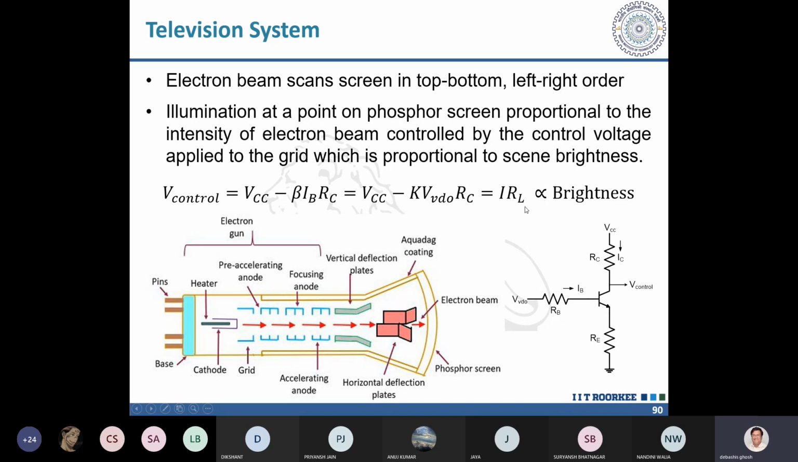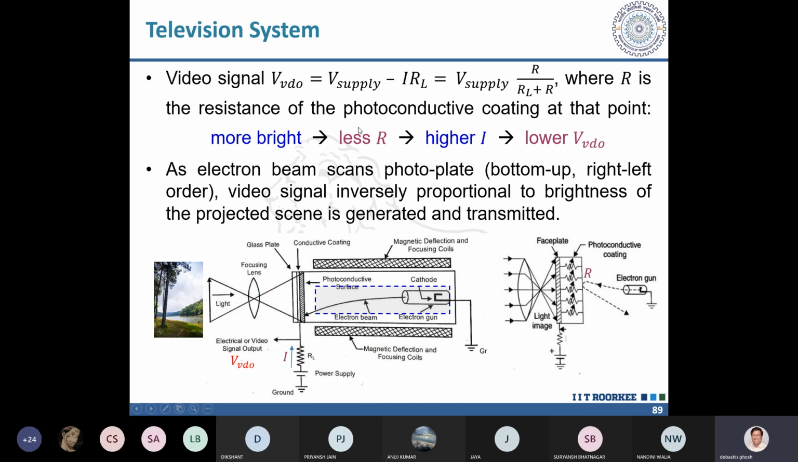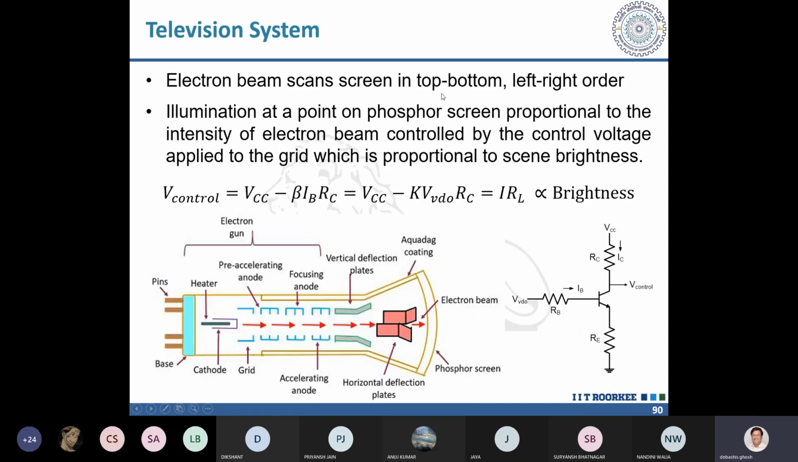Just check it, because here you can see that V video is equal to something minus some constant into IRL, and here you have VCC minus V video into some constant. So I can make this V control equal to IRL, or it may be some constant into IRL. Anyway, you can make V control proportional to IRL. RL is constant according to my modeling.